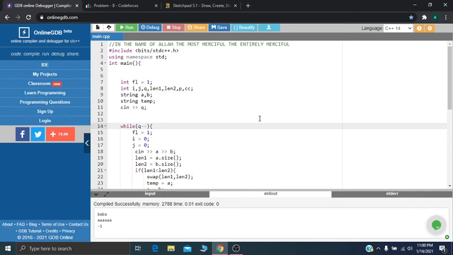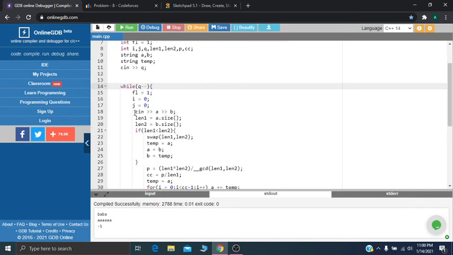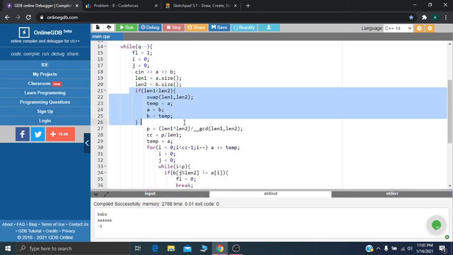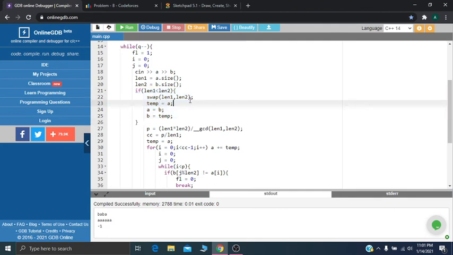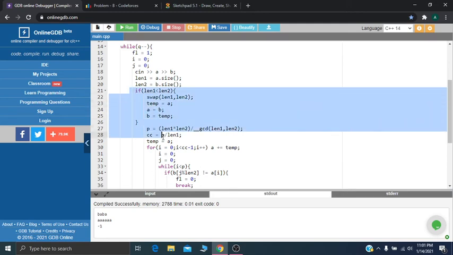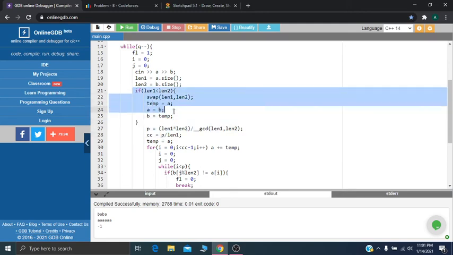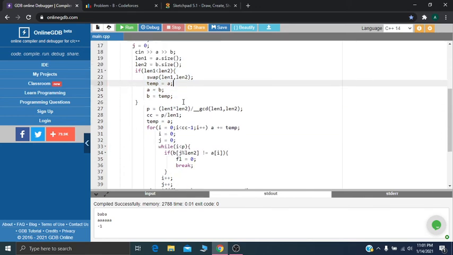So what we have to do here is we took 2 strings A and B and their lengths, and in this if condition we're making sure that string A's length will always be greater than or equal to B's. That's exactly what we're doing here, swapping the strings if they're in the opposite order. So I'm making sure that string A is always greater than or equal to B.